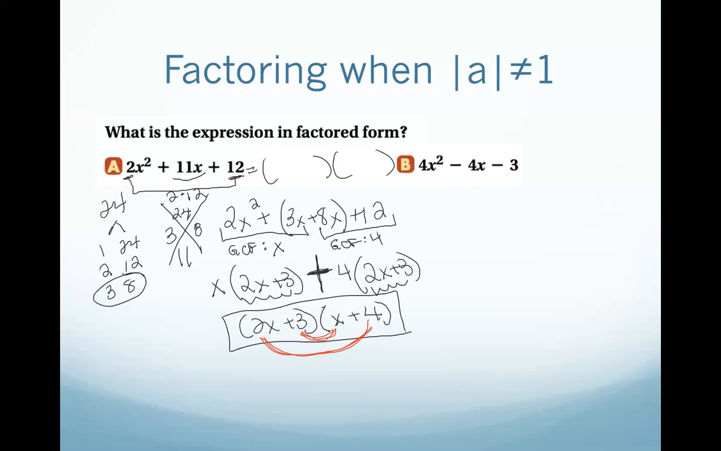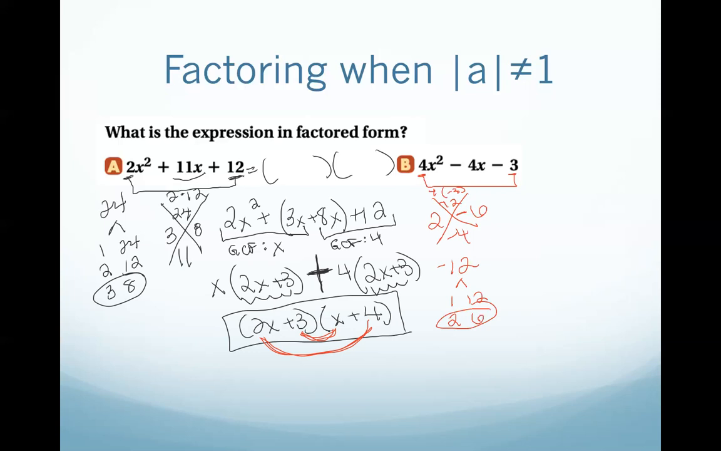Okay, let's try it again. Let's look at part B. So for part B, there's no GCF. I have a leading A. So I'm going to look at 4 times negative 3, which is negative 12, and they add to negative 4. What numbers multiply to 12 and have a difference of 4? Well, not 1 and 12, not 2 and 6. Yeah, 2 and 6. So 2 and 6, they have to have a difference of negative 4. The bigger one is negative.